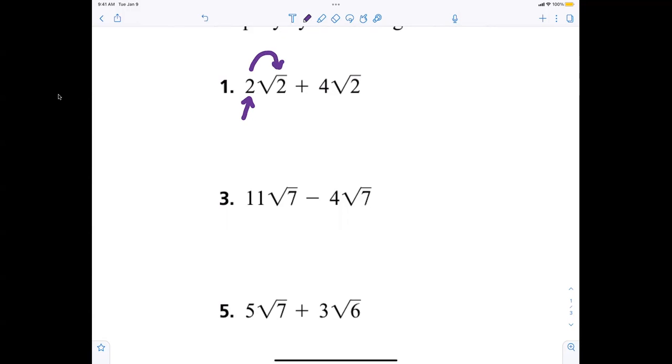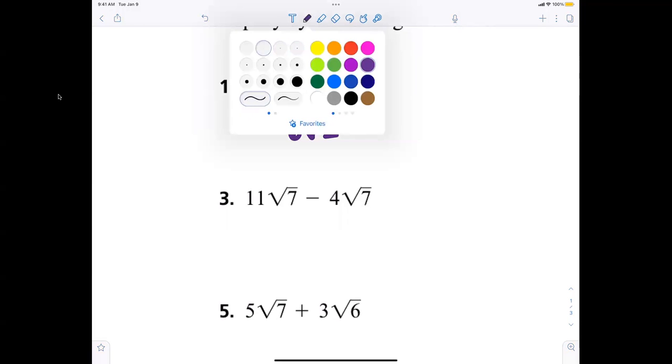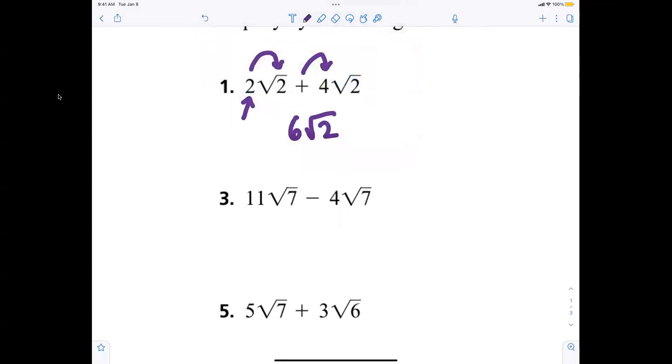So there are what? 2 radical 2s. We're adding what? 4 radical 2s. So altogether, that would be what? It's really and truly that easy. 6 radical 2. All right. Now, obviously, as we go down the page, it progresses and gets a little bit harder. So you got to know how to do the easy ones first.